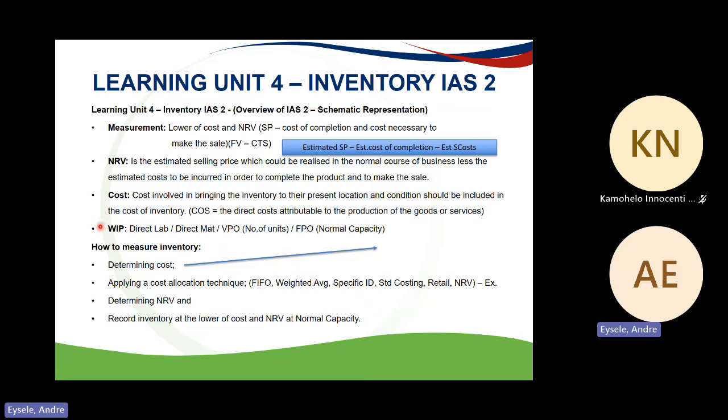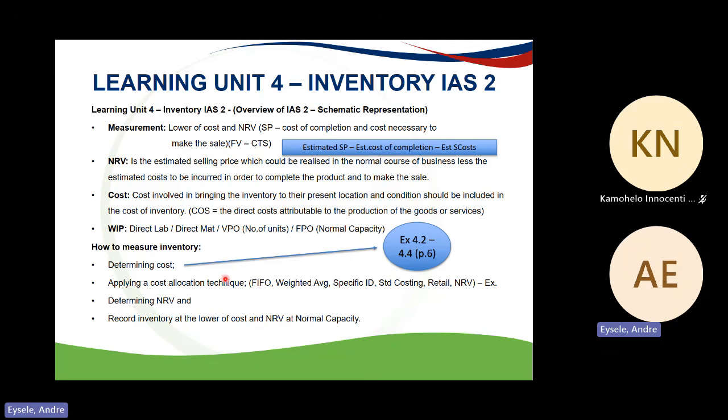What consists your work in process, your direct labor, your direct materials, your variable production overheads, number of units, and your fixed production overheads based on normal capacity. We will look at fixed production overheads in a second. But determining cost, you need to go through your examples 4.2 to 4.4 in your study material under IAS lesson tool 4. There are some examples that you can look at, but which I've already addressed now.